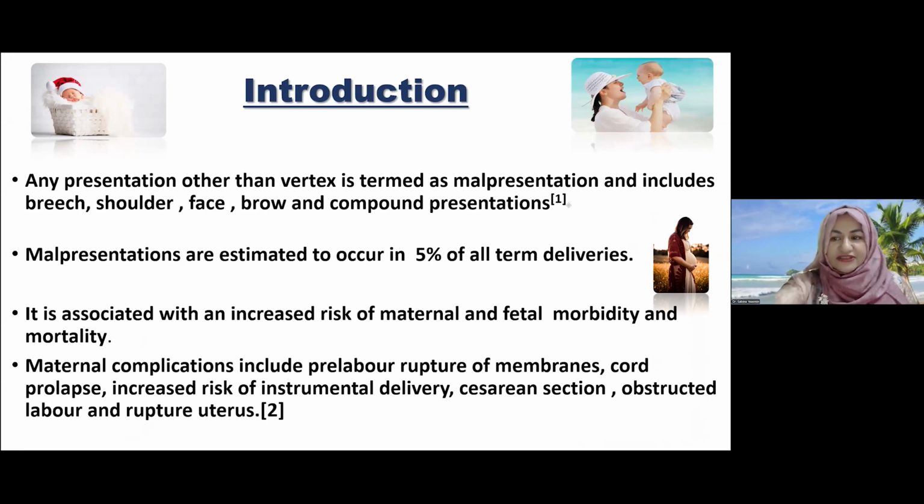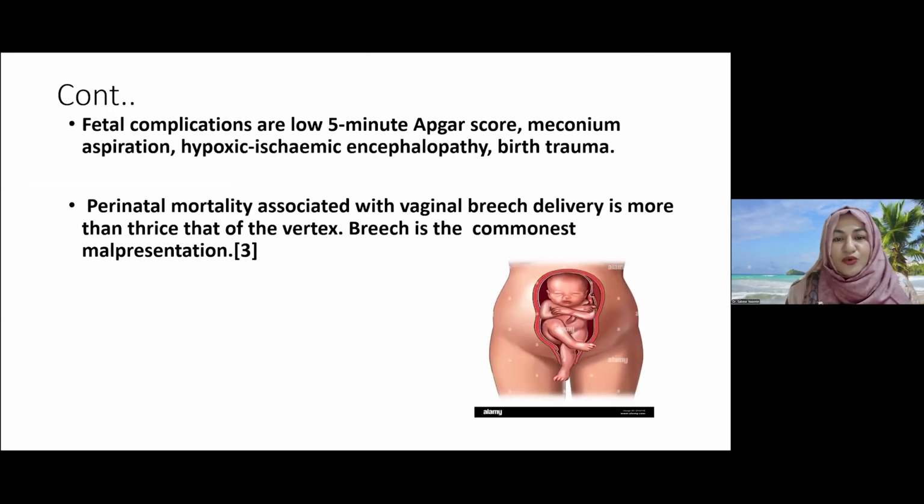Maternal complications include pre-labor rupture of membranes, cord prolapse, increased risk of instrumental delivery, cesarean section, obstructed labor, and ruptured uterus. Fetal complications are low 5-minute Apgar score, meconium aspiration, hypoxic ischemic encephalopathy, and birth trauma. Perinatal mortality associated with vaginal breech delivery is more than thrice that of the vertex. Breech is the commonest malpresentation.